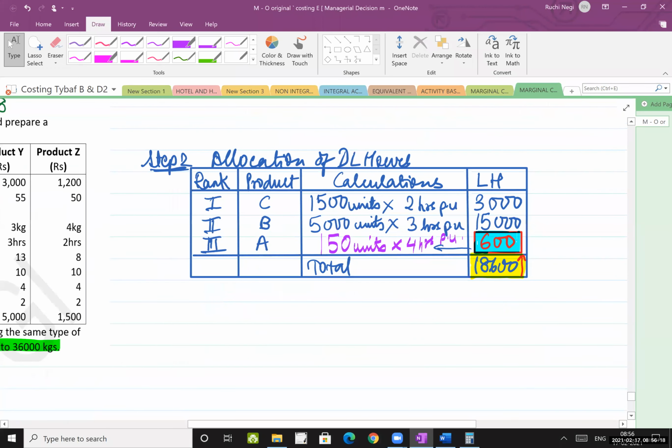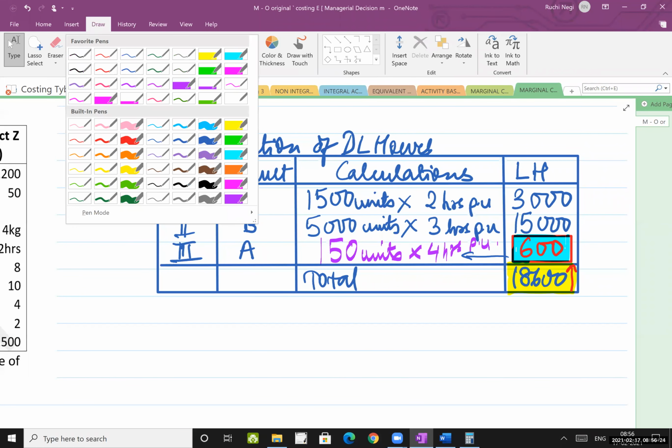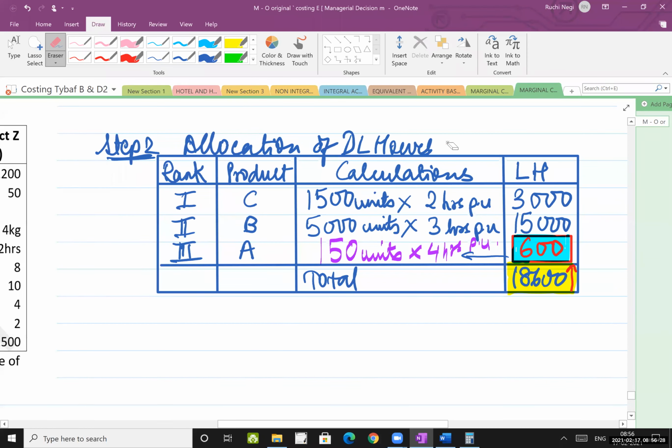So this is step 2. This will also remain the same. So see, I will show you the required changes that I'm going to do. Allocation of, what will come here? Raw material consumption.